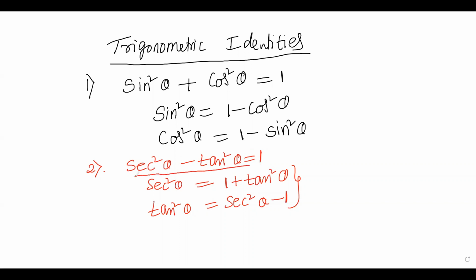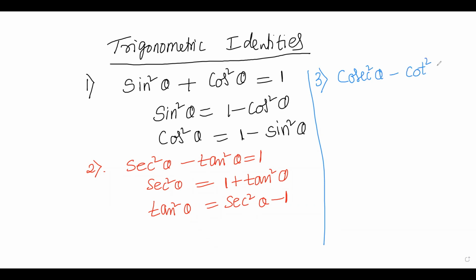This is the main second identity: secant square theta minus tan square theta is equal to 1. From the main identity, we'll get sub-identities by just transposing. Let us see what is the third identity. Third identity is cosecant square theta minus cot square theta is equal to 1. By transposing cot square, you will get one sub-identity, that is cosecant square theta is equal to 1 plus cot square theta.